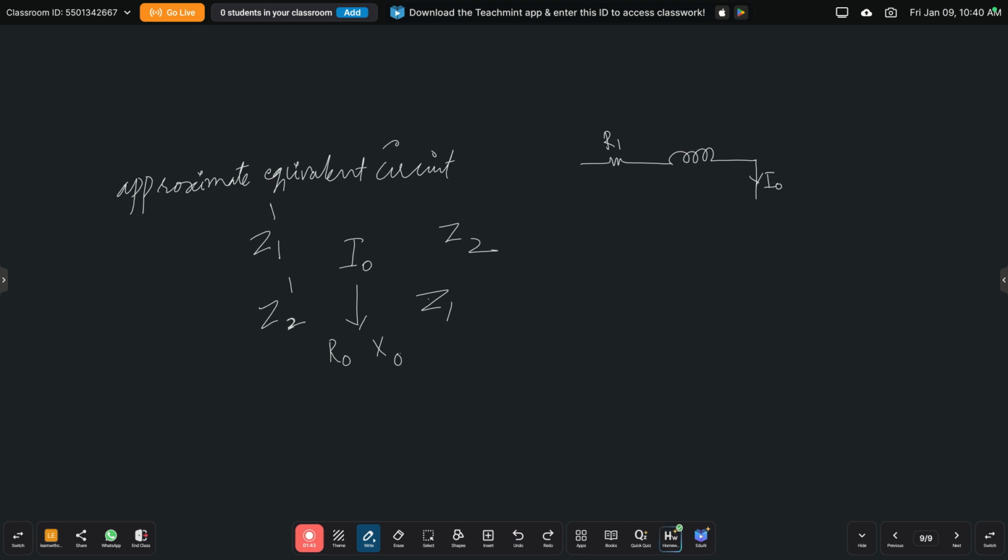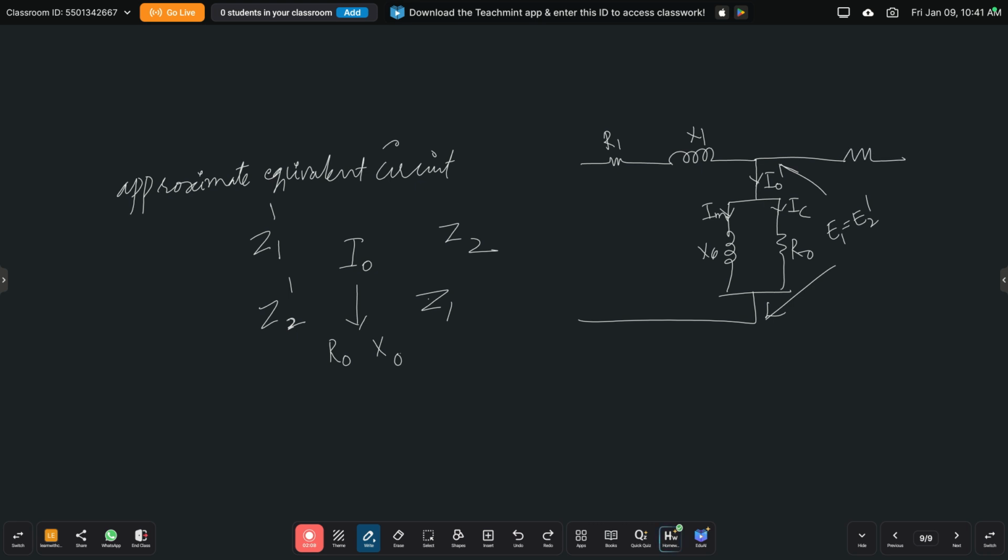So here this is the I naught component and we are going to represent X1. Here I am going to represent IM, and this is the IC component, the magnetizing component. This is the resistance R naught, and here I am going to represent X naught. So all the secondary terminals are shifted to the primary. That means E1 is equal to E2 dash. Here I am going to represent R2 dash and X2 dash, and here we are going to represent the load, that is Z2 dash, and here V2 dash.